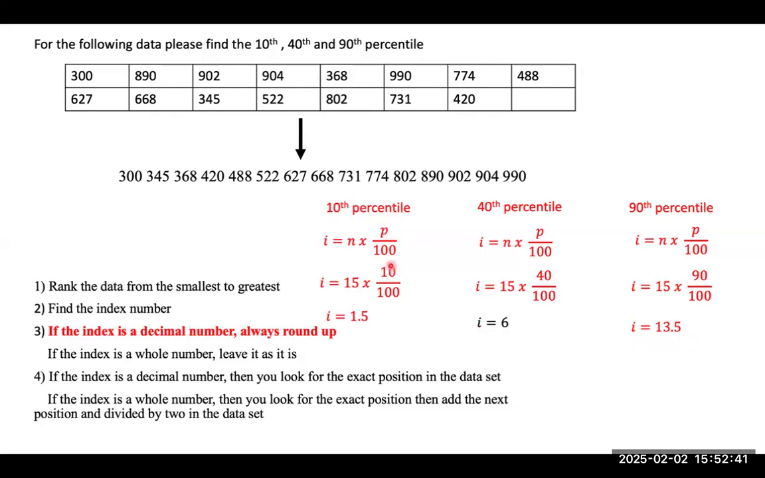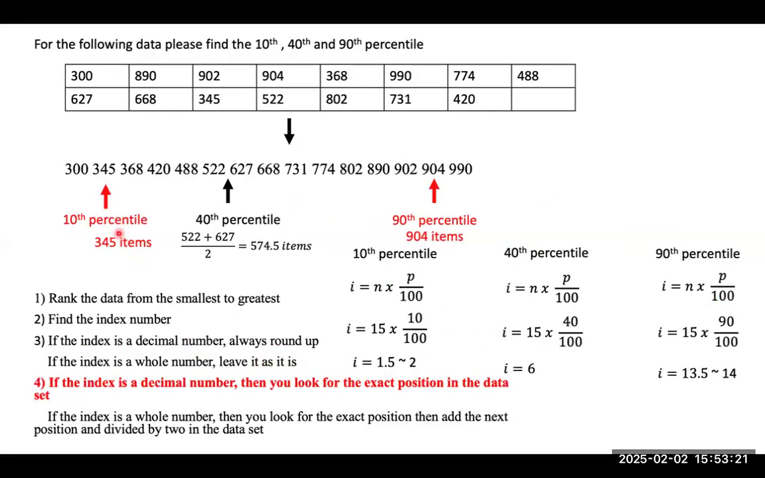For both the 10th percentile and the 90th percentile, we got 1.5 and 13.5, which are decimals. So we need to round up to a 2 and 14. As a remark, let's say if I is 3.2, we also round it up to 4. But this is not part of the question. I'm just saying that if the decimal is 3.2, we do not round down. Instead, we still round up. So that's what we say, we always round up. And if the index is a whole number, we leave it as it is.